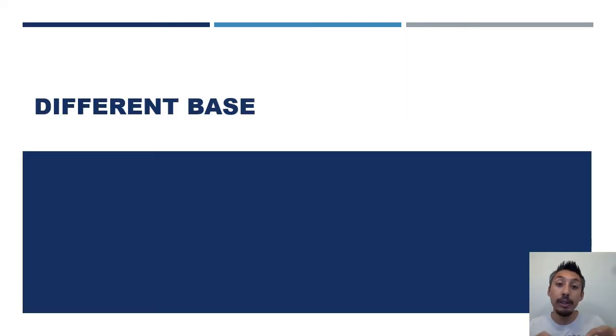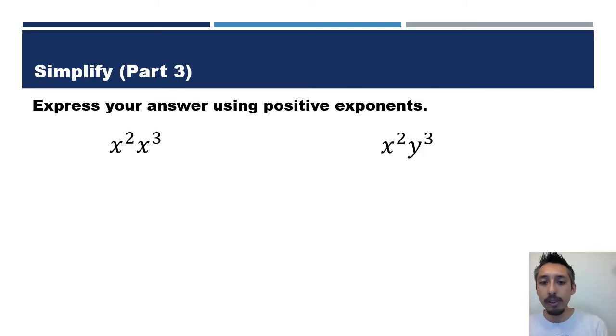Everything that we just did was the basics, the foundation for what we're about to talk about. This next part is the part that really matters. We're going to talk about what happens when we don't have the same base. What if we have different bases? These are the two examples that we're going to start off with. They look very similar with one major difference.